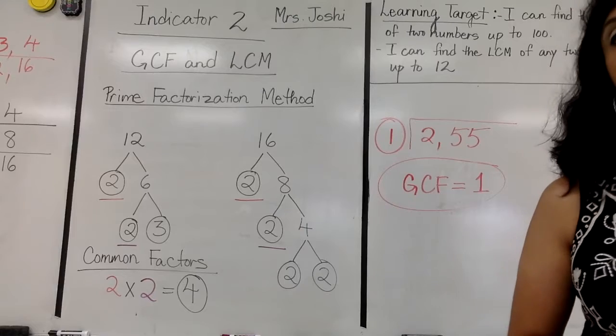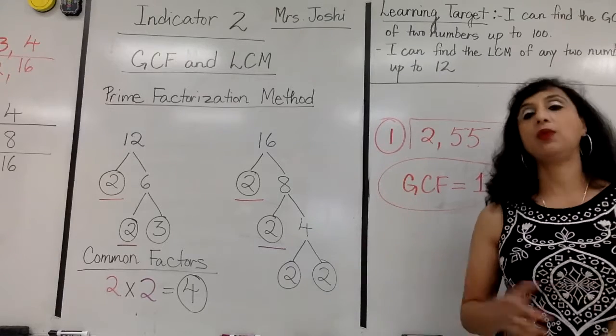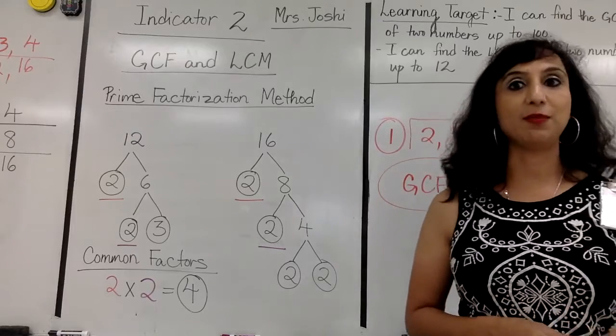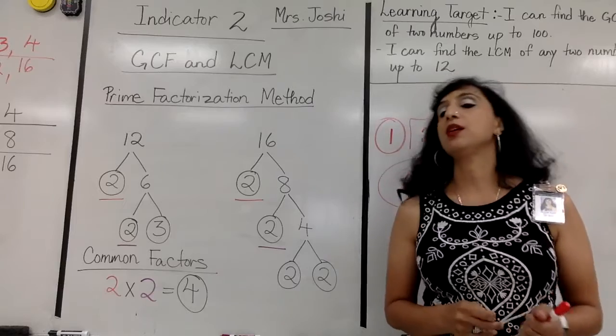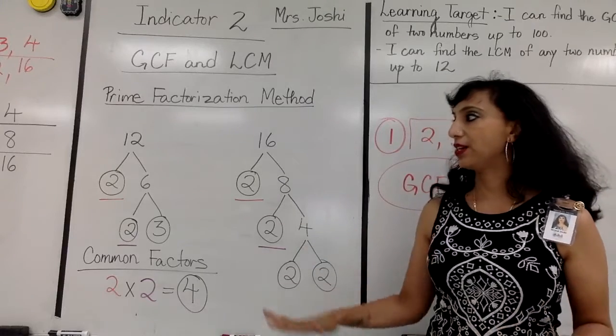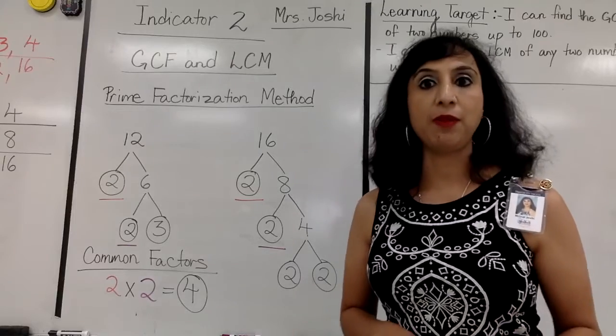This is a tip I really wanted to give you because people do get confused on this one. Maybe there's nothing common. Well, there is. They're both still divisible by 1. Okay, now let's move on. So this is greatest common factor. Now we're going to move on to least common multiple.